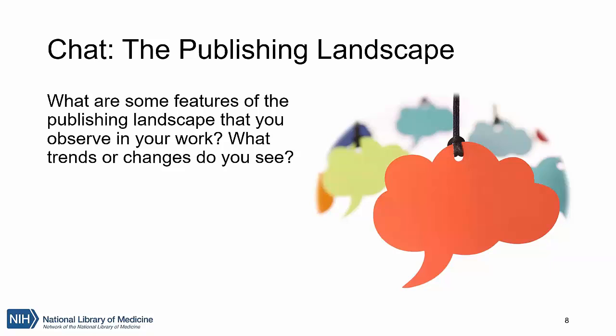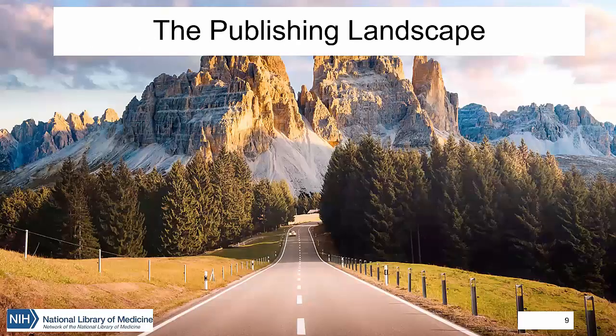We're going to touch on a few of those topics today. So let me move us ahead to our next slide about the publishing landscape. So the 3 features of the publishing landscape that I want us to focus on today are the volume of publishing, the growth of open access, and public access policies. So we're going to break down each one of these.